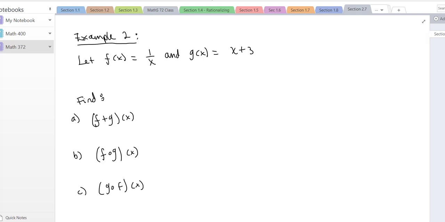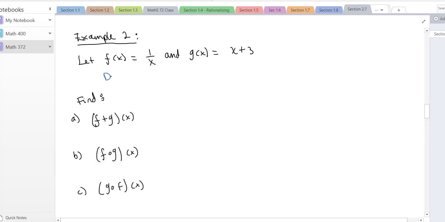Hey there, this is a continuation of the composition of functions video. So we're going to do example 2. Let f of x be 1 over x and g of x equals x plus 3. And we have three things. We're going to find the sum of the two functions and then the combination, the two different ways that we can do the combination. So first though, let's talk about the domain of each.